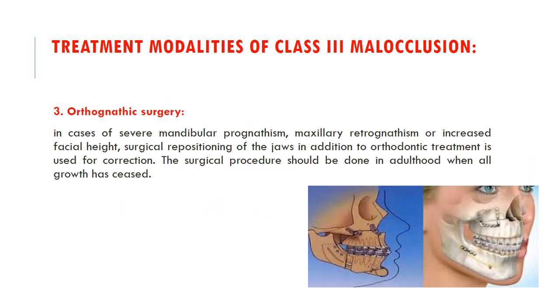The last treatment modality is the orthodontic surgery, which should be considered for those patients where the orthodontic treatment alone will be challenging due to the severity of the skeletal disproportions, like in cases of severe mandibular prognathism or severe mandibular retrognathism, or if the anterior-posterior jaw discrepancy were associated with vertical discrepancies as well, such as increased facial height or anterior open bite. We may consider the surgical repositioning of the jaws to have more stable results. But the surgical procedure usually should be postponed until adulthood, when all the growth has ceased.